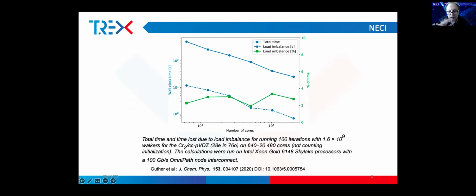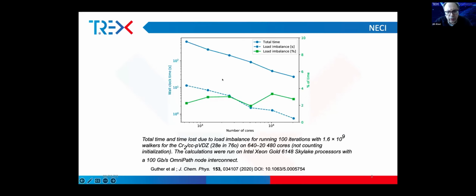But I'll just show in this slide an example of the parallel performance of NACI. This is for a chromium dimer in a double zeta basis set. That's where you're correlating 28 electrons in 76 orbitals. So it's a fairly large quantum chemical problem.